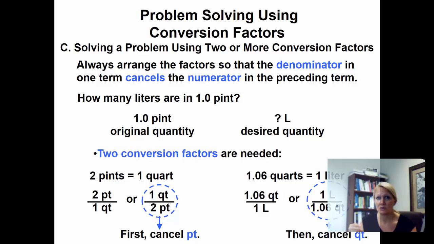Remember, we can write these as ratios or as fractions. You can write them one way, or you can flip them over, where the numbers flip-flop between numerator and denominator. How you plug this in depends upon what you start with and the units having to cancel.